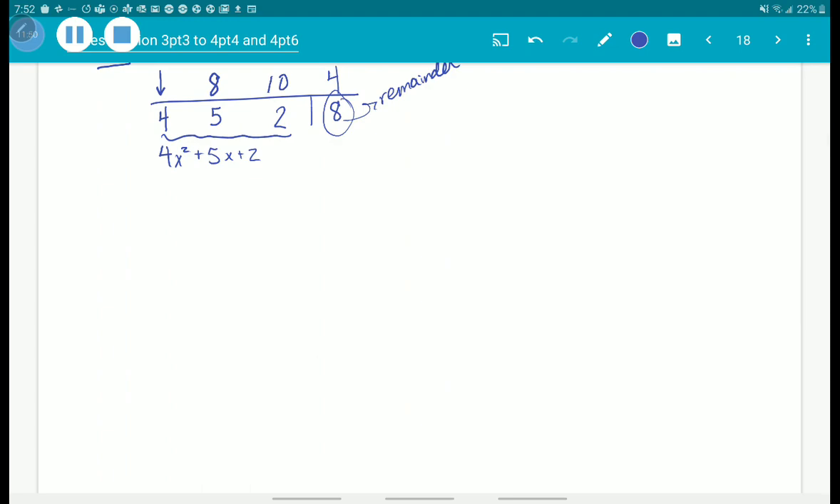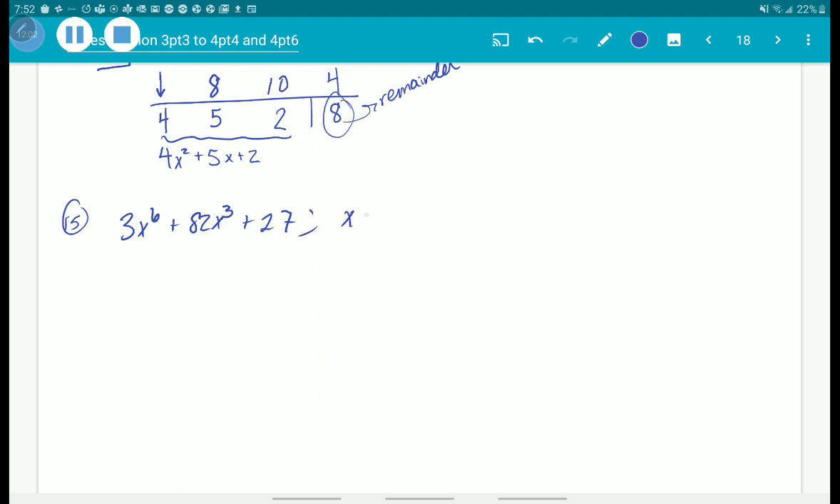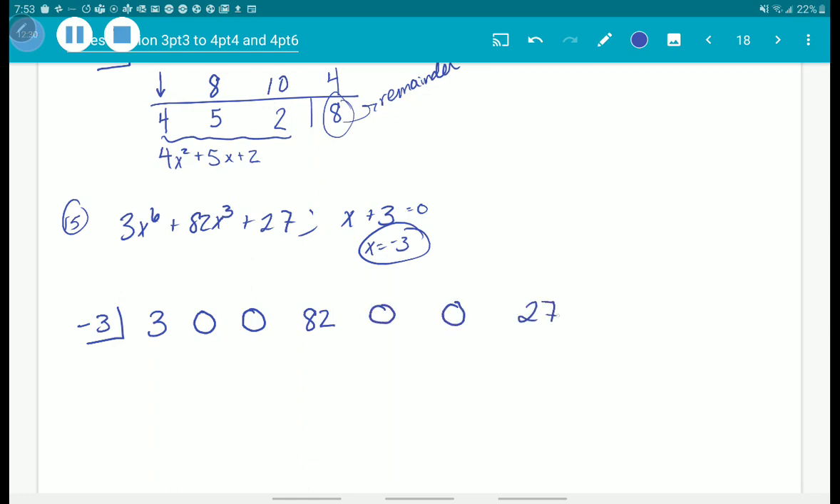If we do that other one from number 15, we were looking at 3x to the 6th plus 82x cubed plus 27. We were dividing in x plus 3. So you've got to find your c value. It's easier, I think, if you set it equal to 0 and then solve it. There's your c. That's your box number. Now we're going to list the coefficients. So we have a 3x to the 6th, a 0x to the 5th, a 0x to the 4th, 82x cubed, 0x squared, 0x, and 27.